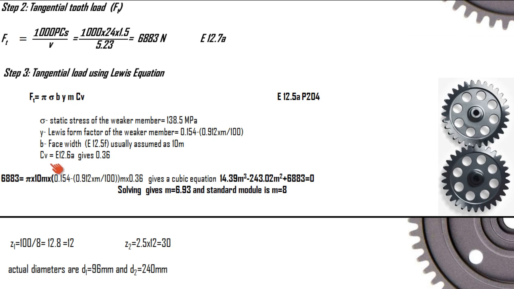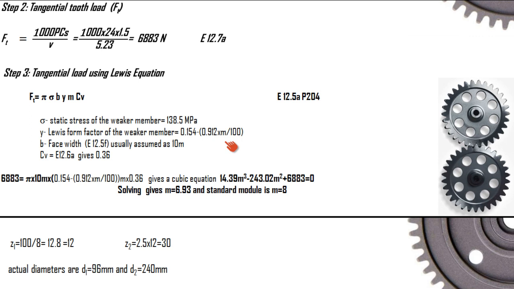M is available here. CV is purely based upon the velocity, because right now we have the velocity with us. There is no need to go for the trial and error method. Using the velocity, I can calculate the value of CV. So in this equation we have the value of CV, B in terms of module, sigma, and FT. Now comes the value of Y. The equation of Y is nothing but 0.154 minus 0.912 divided by Z1. But we don't have the value of Z1.